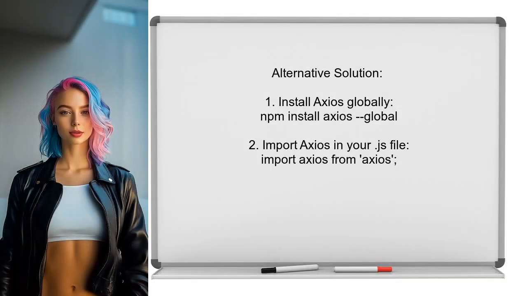One alternative solution is to install Axios globally using your terminal. You can do this by running the command npm install axios --global. After that, make sure to import Axios in your JavaScript file with the line import axios from 'axios'.